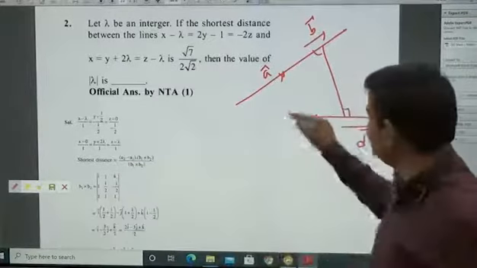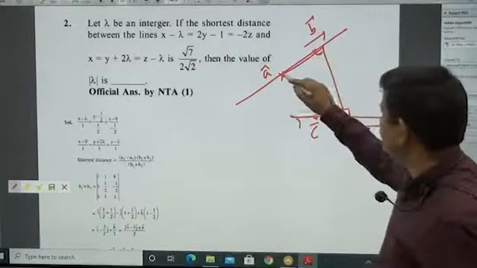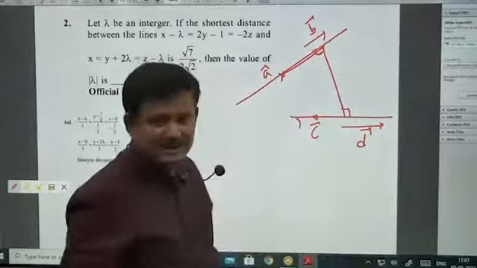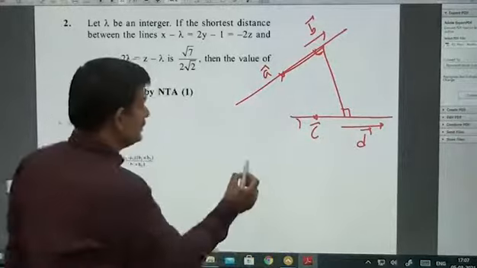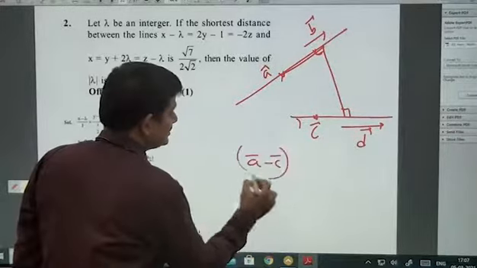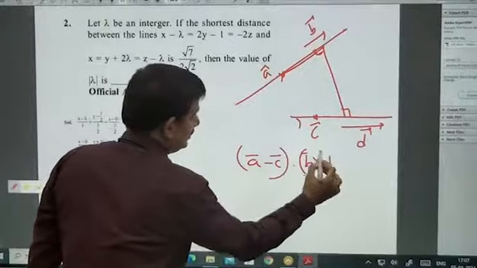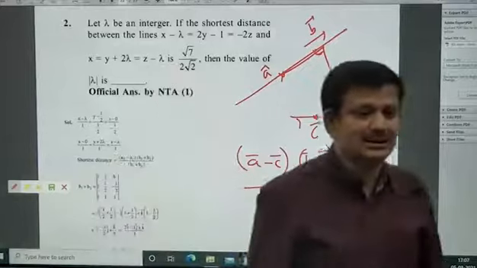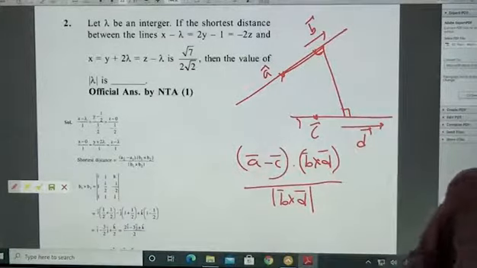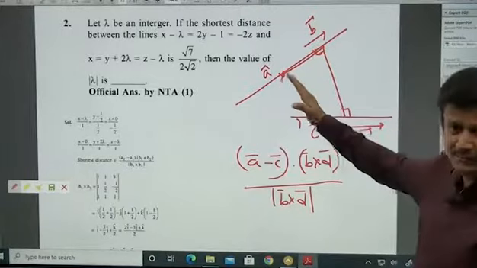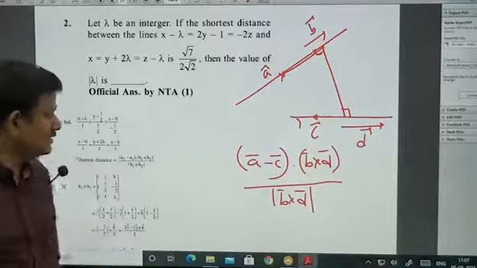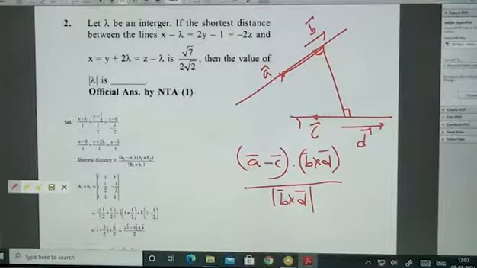So how to find the shortest distance? This is the perpendicular distance, the foot of the perpendicular from A onto the perpendicular, and from C onto the perpendicular, which in the language of projection is the projection of the vector A minus C on B cross D. What will be the projection of A minus C on B cross D? It is (A minus C) dot (B cross D) divided by mod B cross D. Is it clear how you got that formula?